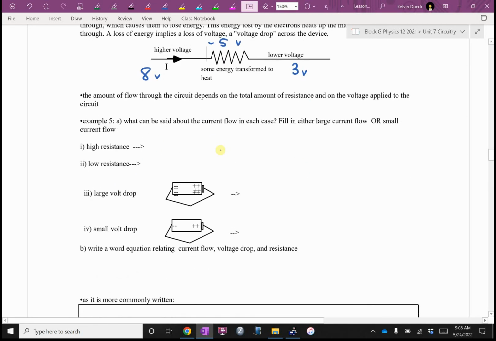So the amount of flow through the circuit, current, depends on the amount of resistance and on the voltage applied. What can be said about the current flow in each case? Fill in either large current, big I, or small current, little I. High resistance. For high resistance, I imagine a really narrow hallway in our school, because it's really tough to get through. It's high resistance. Will more people fit through that hallway, or will fewer people fit through that hallway? So, smaller current, or we can say current will decrease. What about a low resistance, the wider hallways?